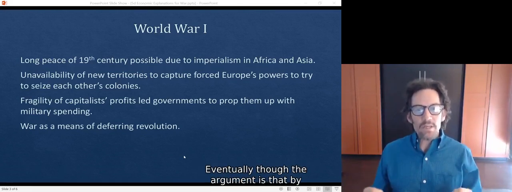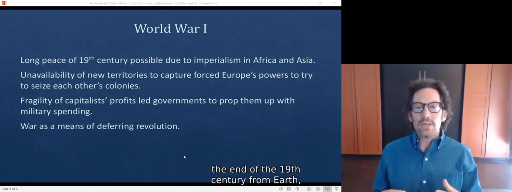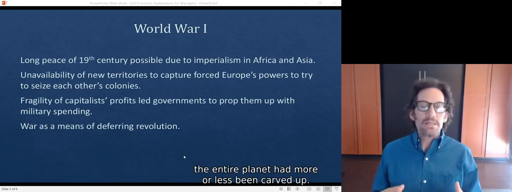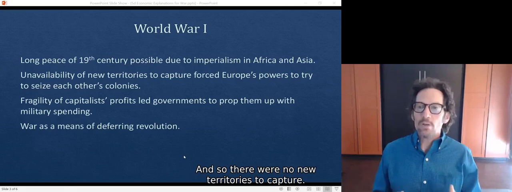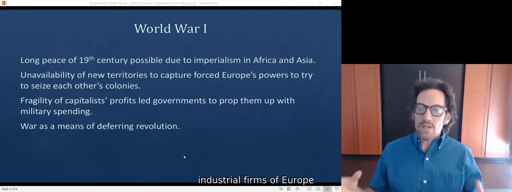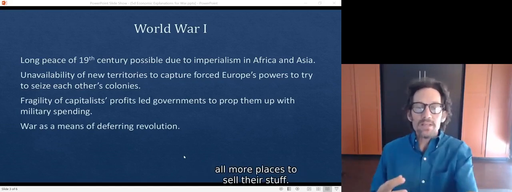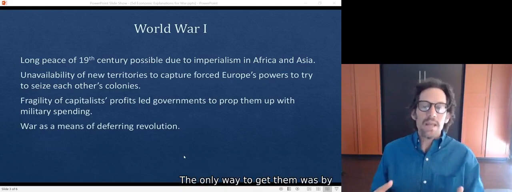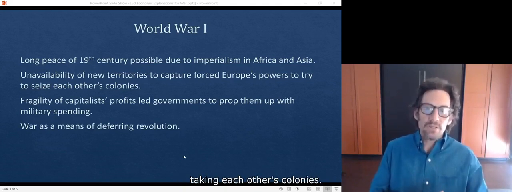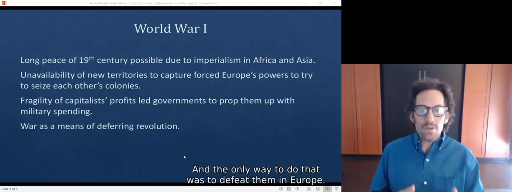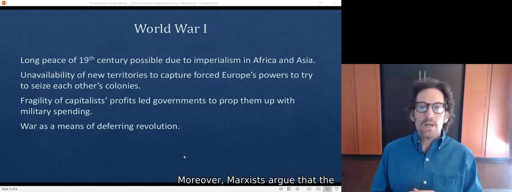Eventually, though, the argument is that by the end of the 19th century, the entire planet had more or less been carved up. And so there were no new territories to capture. Because of that, if the great industrial firms of Europe wanted either more raw materials or more places to sell their stuff, the only way to get them was by taking each other's colonies. And the only way to do that was to defeat them in Europe.